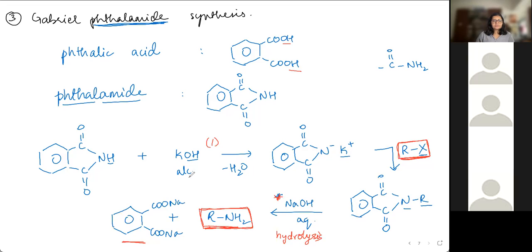Step 1, basically this particular step is deprotonation. Step 2, so this step is substitution.